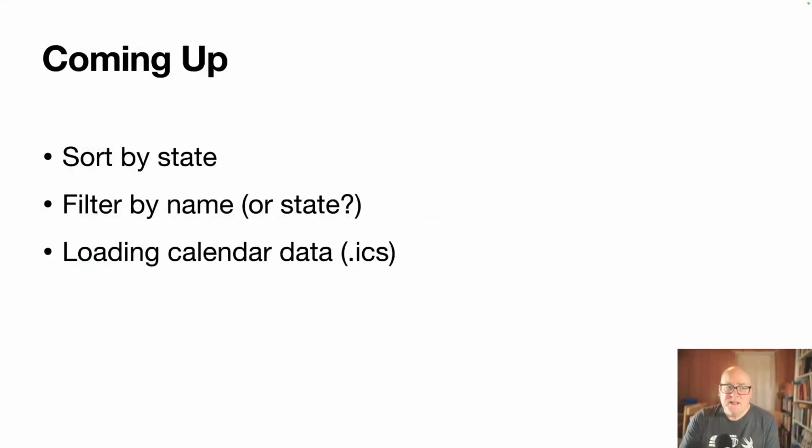So coming up, we're going to keep working on sorting by state, and I think that'll take probably a couple days next week. We'll then move to filtering by name or state. And then finally, for this calendar, we need to load the calendar data. We looked at a variety of possibilities, but I think what we'll do is the original calendar will be a Google Calendar, and we'll export the calendar data as an ICS file, which is sort of an RFC standard.